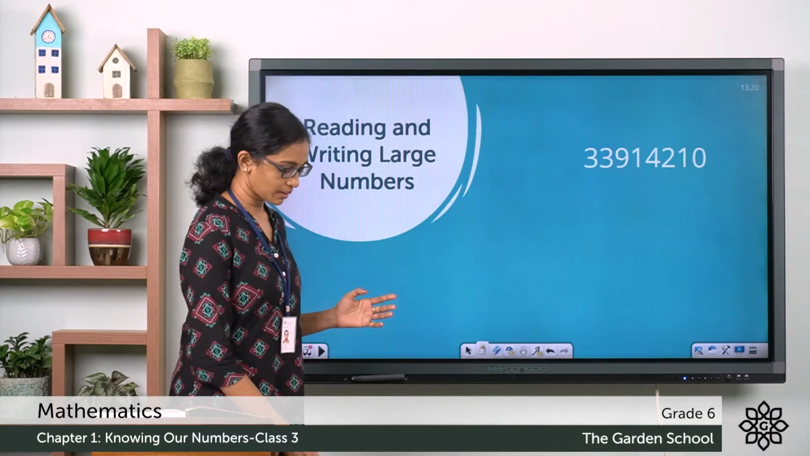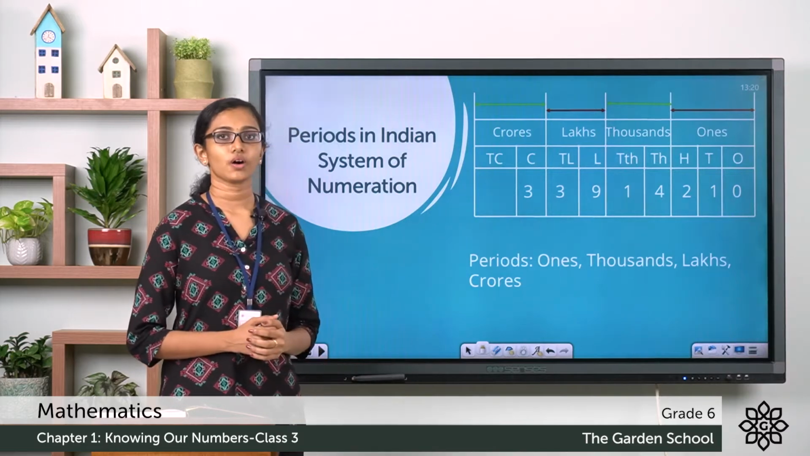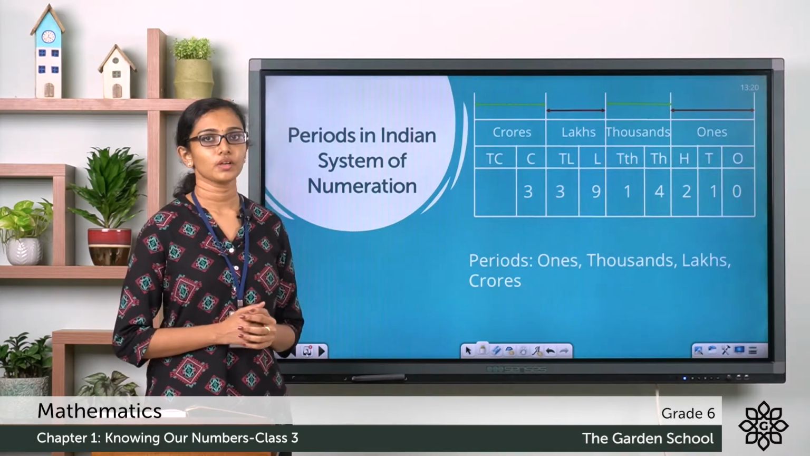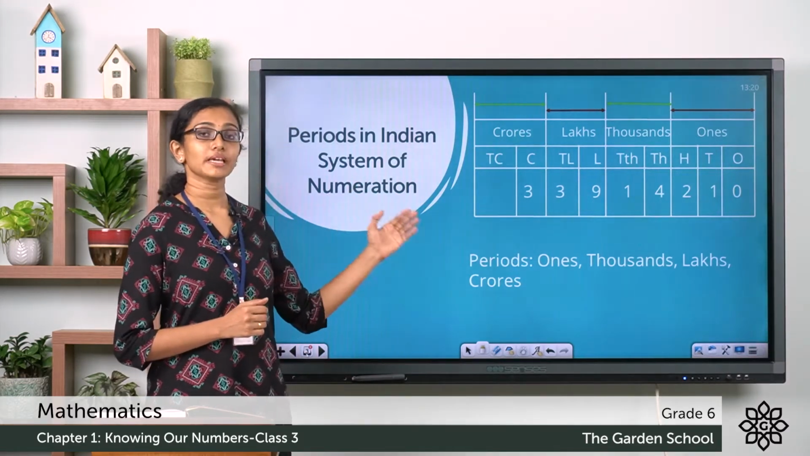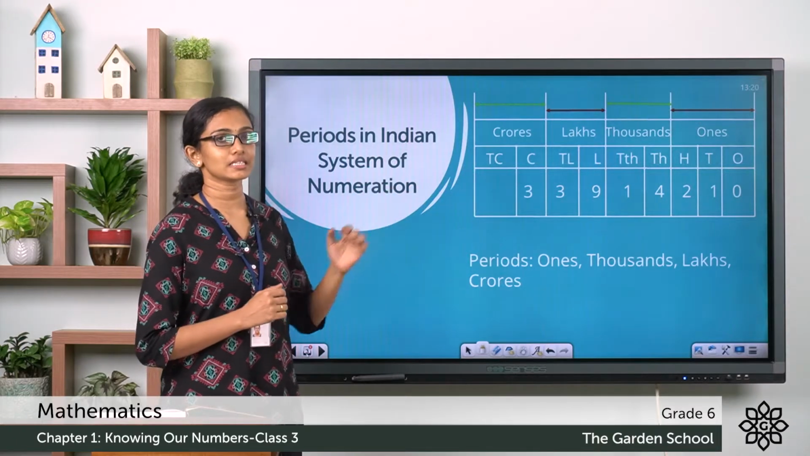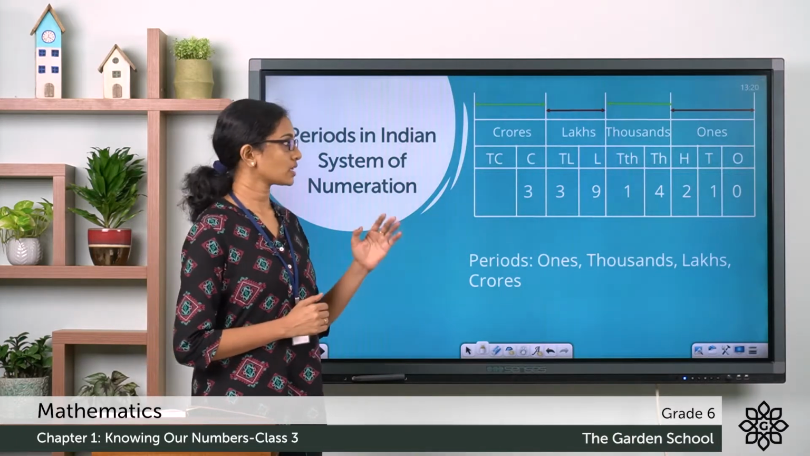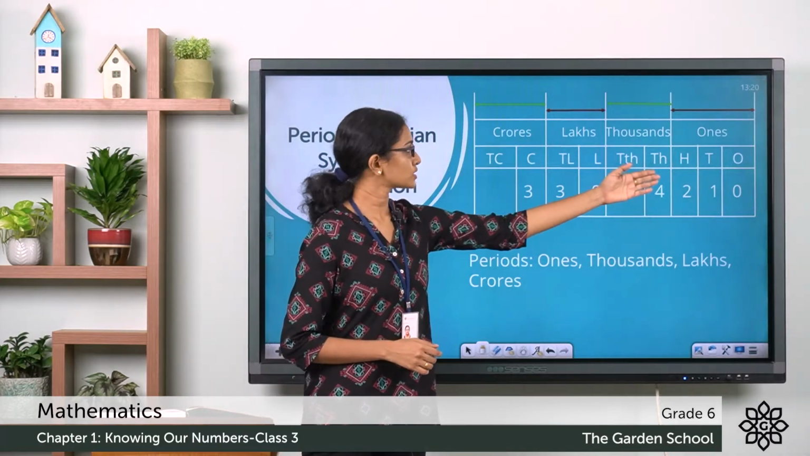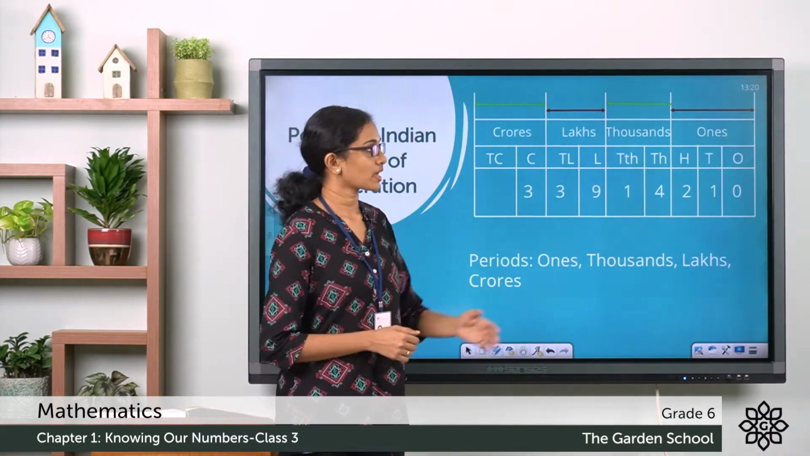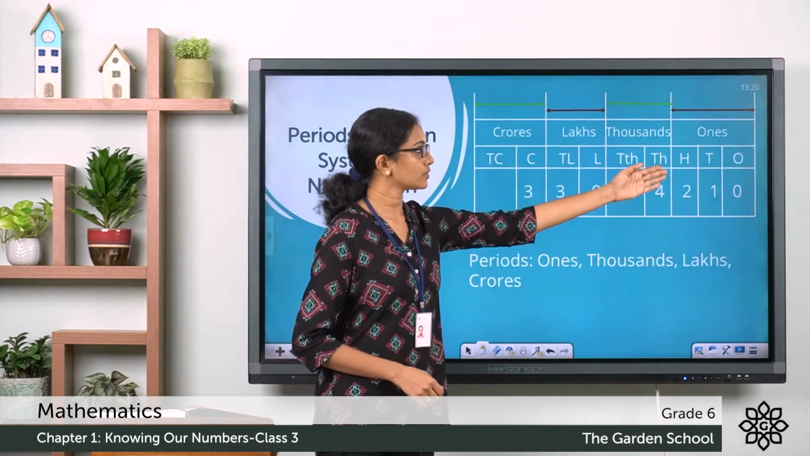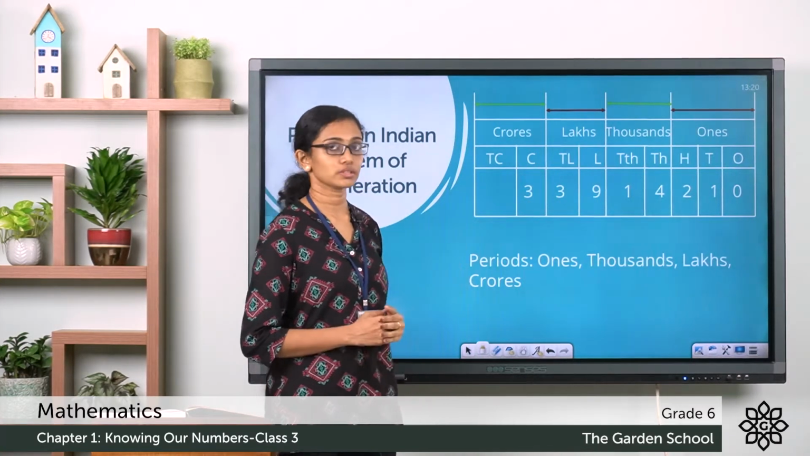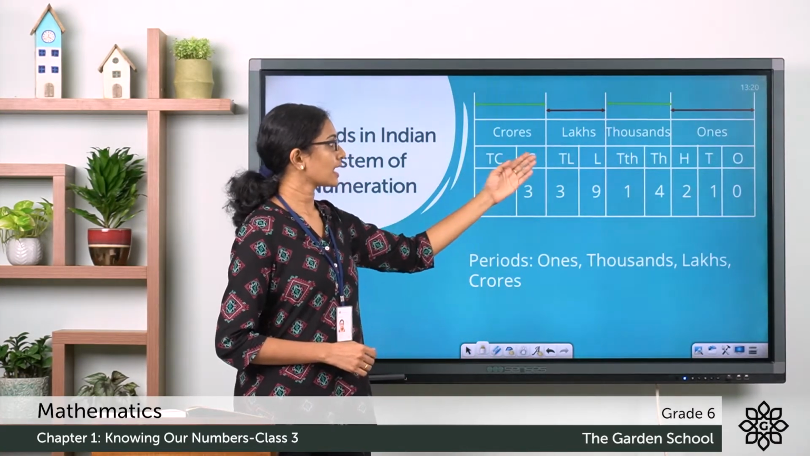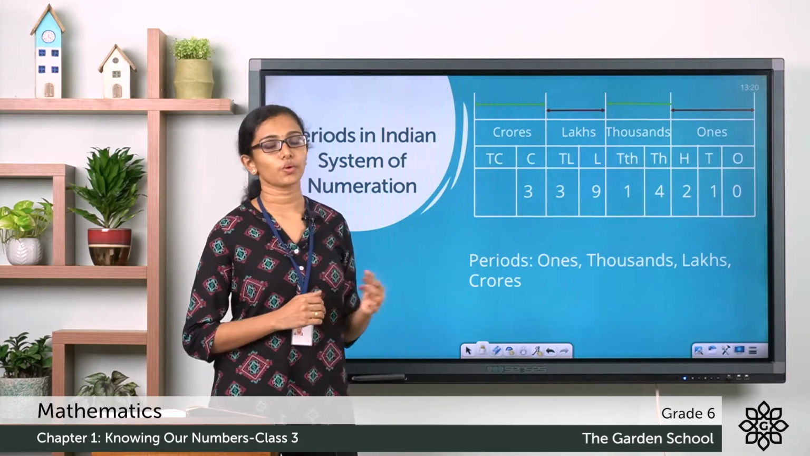So right now, I'm going to put the same number on a place value chart. So what you see here is the place value chart based on the Indian system of numeration. So you can see all the places marked here. You can see the places from ones to 10 crores here. So you have ones, tens, hundreds, thousands, 10,000s, lakhs, 10 lakhs, crores, 10 crores and so on here.